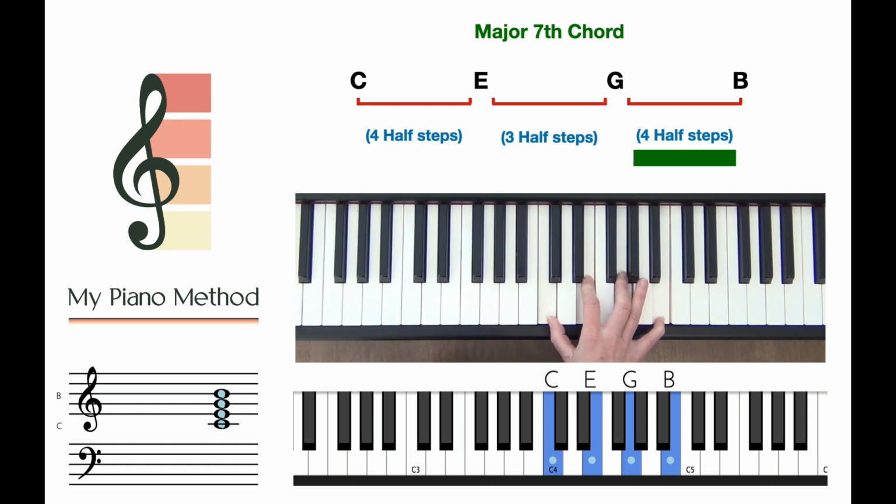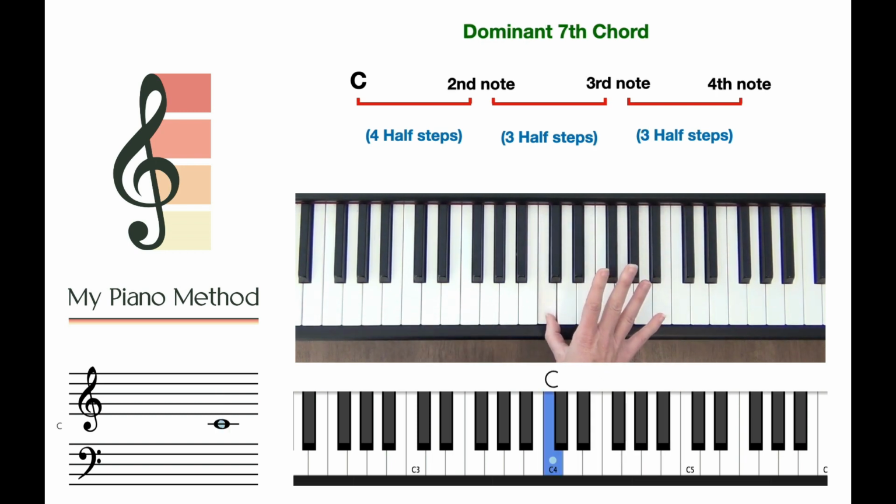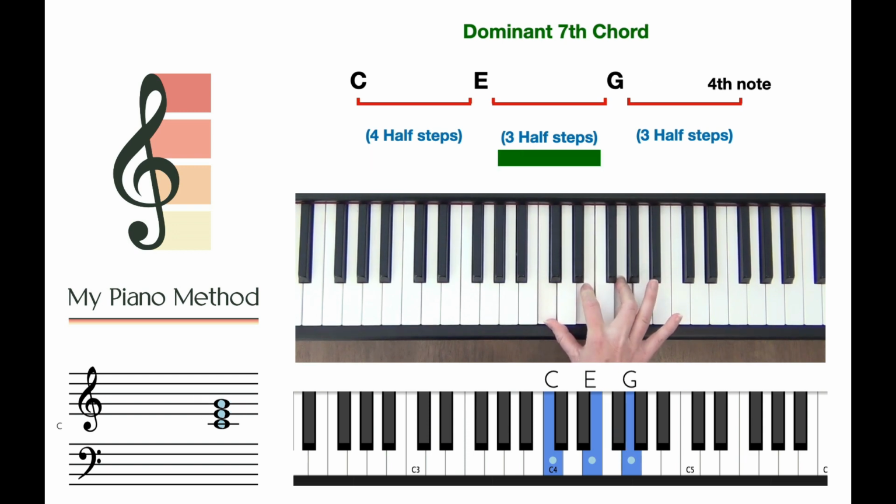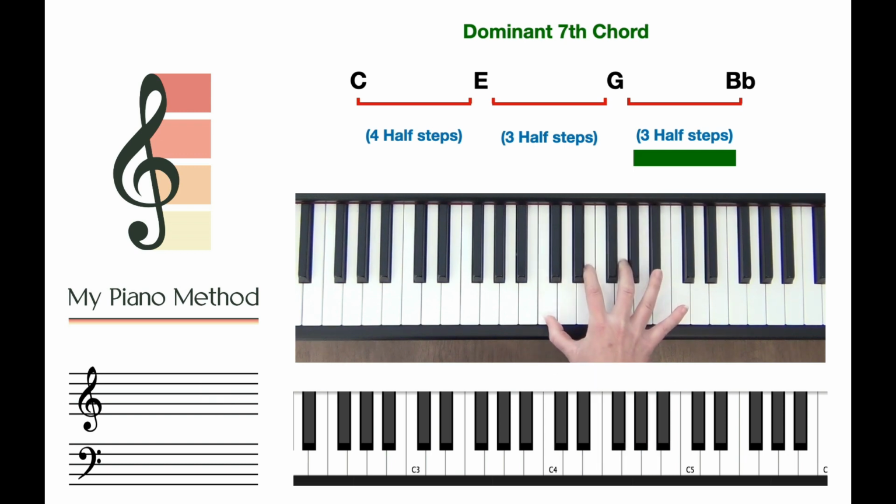So now let's build a dominant 7th. So we pick C again. We're going to move up 4 half steps, 1, 2, 3, 4, followed by 3 half steps, 1, 2, 3, followed by 3 half steps, 1, 2, 3. So here is your dominant 7th chord.